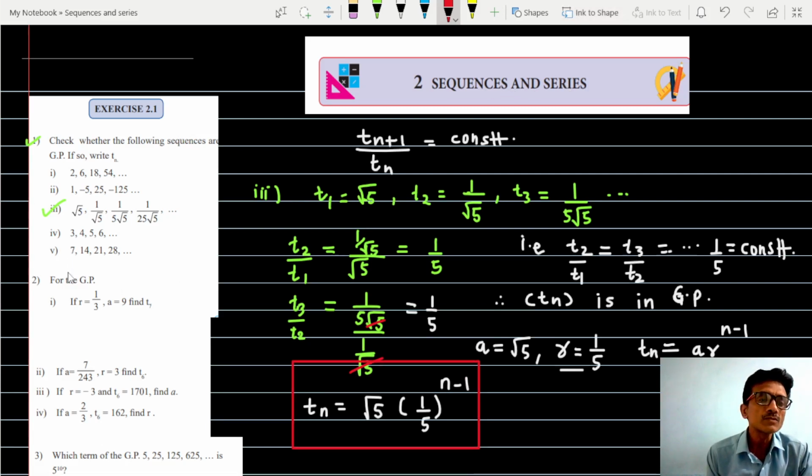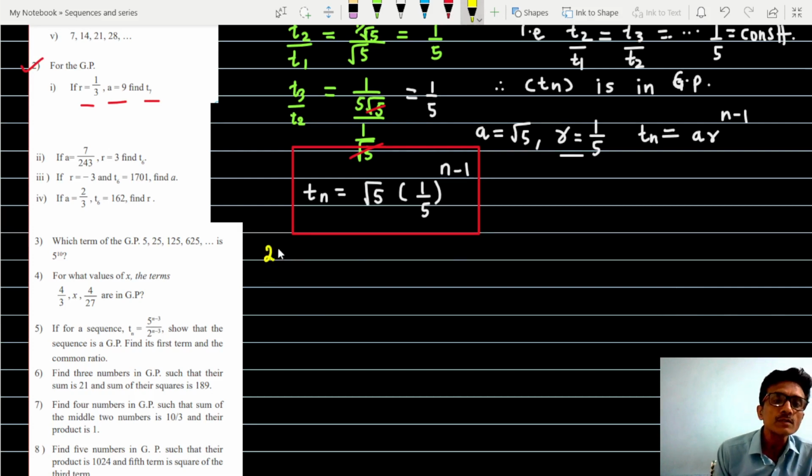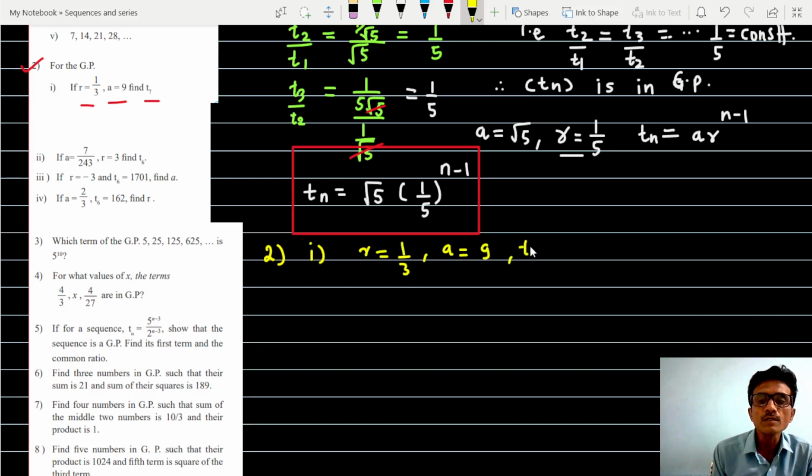Yes. Similarly, these questions we can do. Now let's do question number 2. For a GP, R is given, A is given, and T7 has to be found. So you have to find the 7th term of GP. Second question, first sub question: R is equal to 1 upon 3, A is equal to 9, and you have to find T7. So Tn is given by A R raised to power n minus 1.